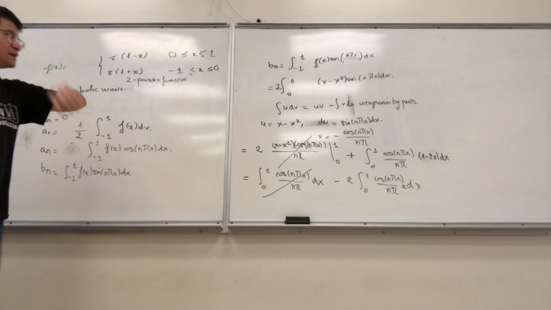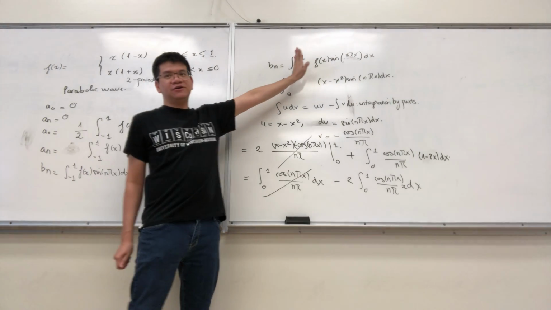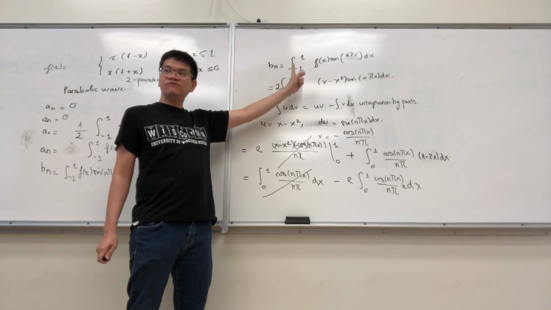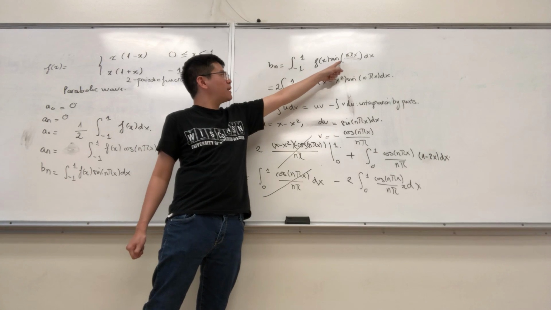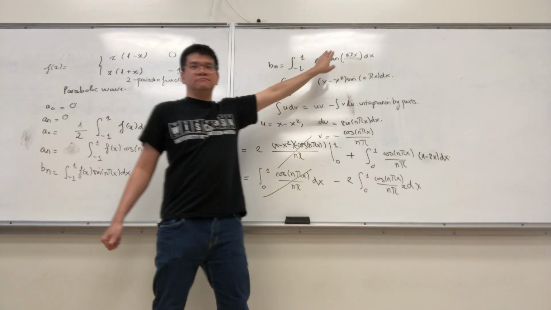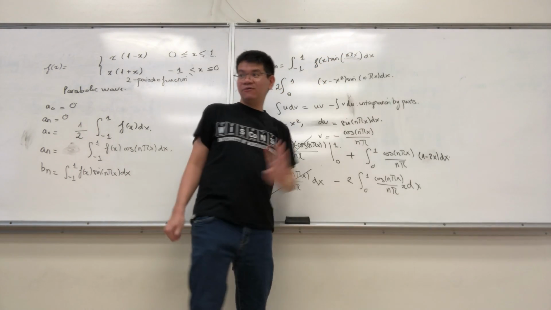All right, so I explain again. Now, I'm going to compute Bn by taking the integral from minus 1 to 1 of f(x) multiplied with the sine of n pi x dx, all right?